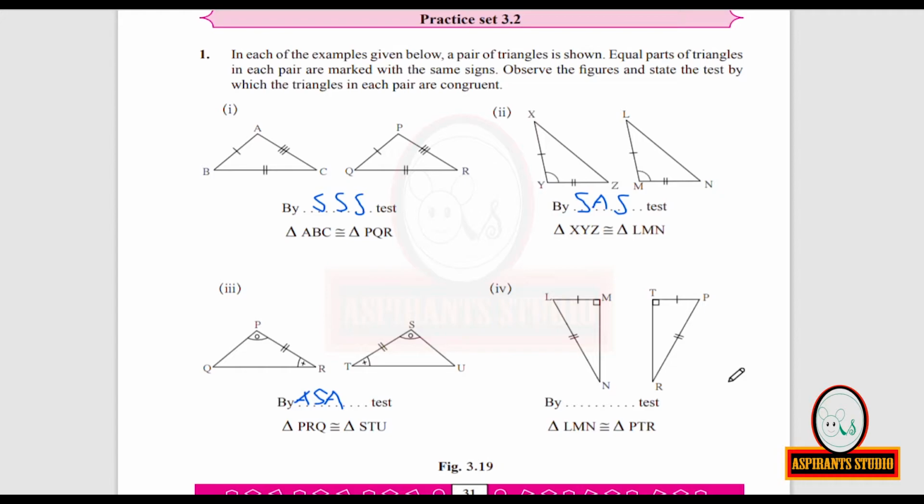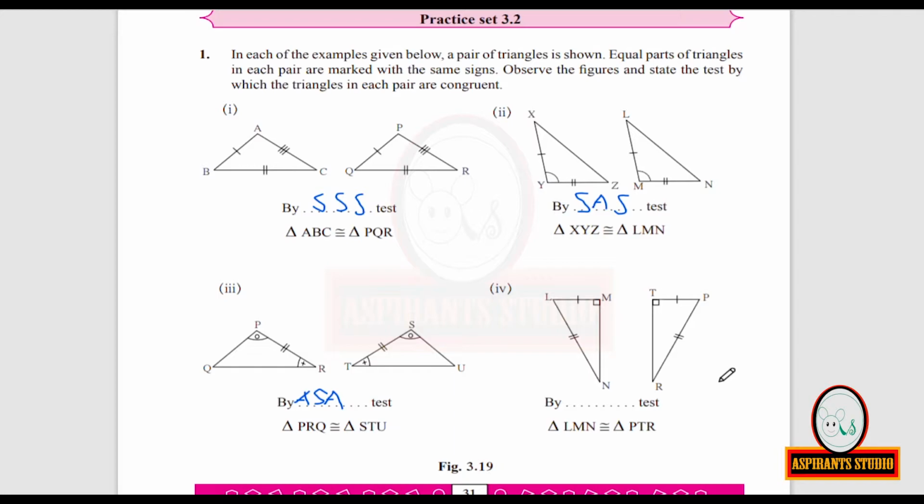So keeping that in mind, triangle LMN is congruent to triangle PQR by hypotenuse side test. Once again I am repeating, if the hypotenuse and the side of a right angle triangle are congruent with the hypotenuse and the corresponding side of the other right angle triangle, then the two triangles are congruent with each other.